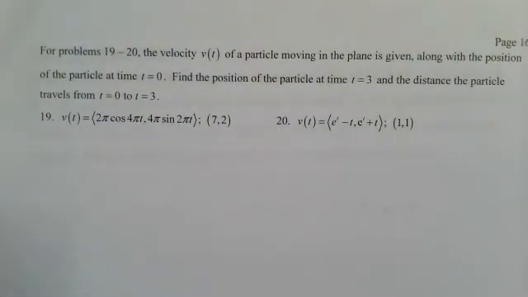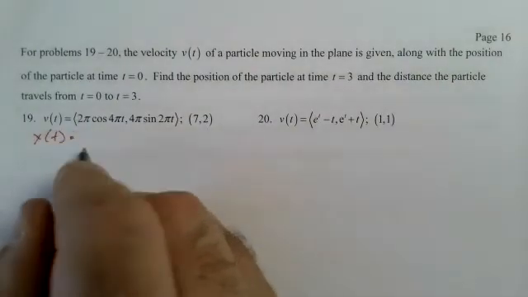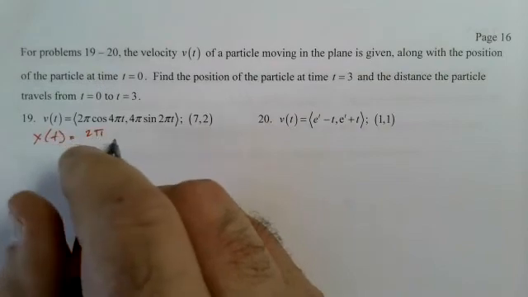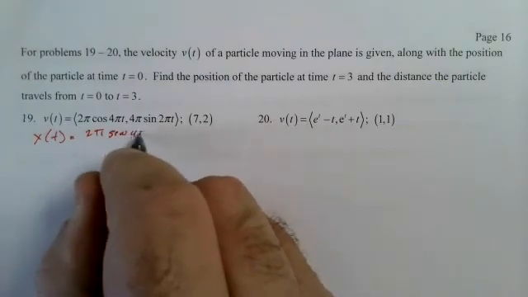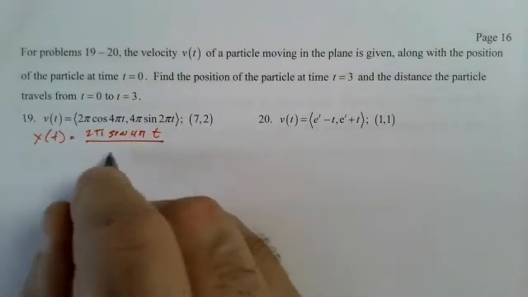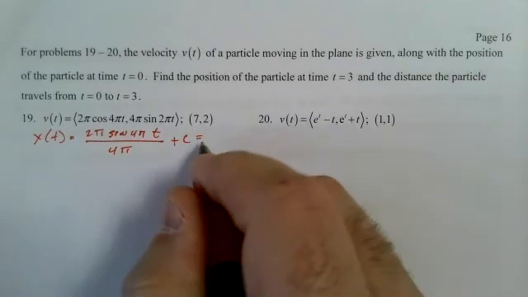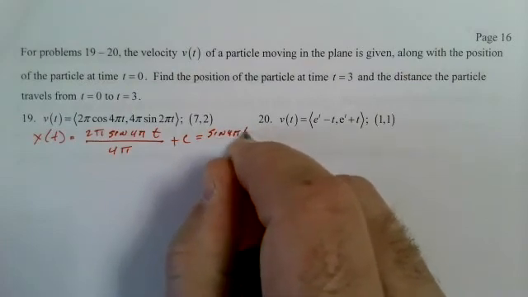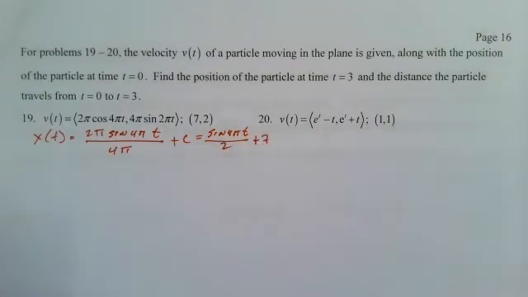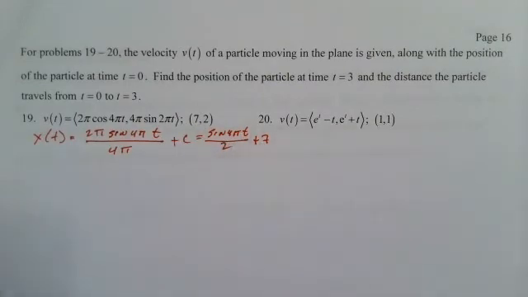All right, velocity of a particle moving in the plane is given along with the initial position. Find the position at time t equals 3 and the distance it travels. Okay. X of t, 2 pi. Yeah, so I'm integrating. 2 pi sine of 4 pi t over 4 pi plus c equals sine of 4 pi t over 2 plus 7. Initial position, plug in 0, left with 7, makes sense.